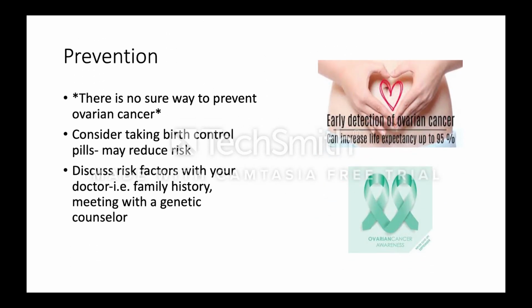Prevention. There's no sure way to prevent ovarian cancer, but you could consider taking birth control pills. It may reduce the risk. Discuss risk factors with your doctor. Example, family history or deciding to meet with a genetic counselor.